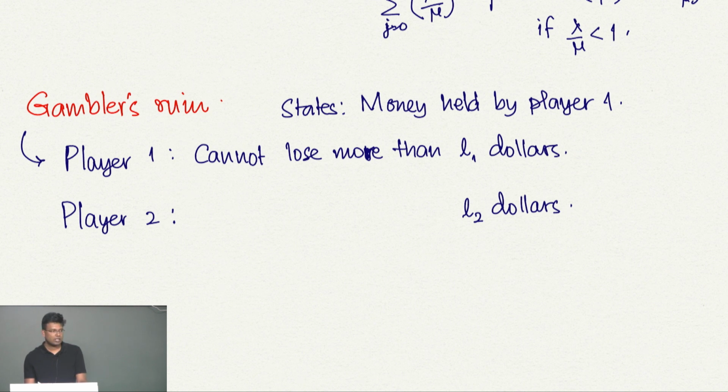So if the player 1 hits minus L1, he loses. If he hits plus L2, then player 2 loses. So if player 1 loses, the money is going to player 2. The game is set up in such a way that whatever money is lost by player 1 goes to player 2, and whatever money is lost by player 2, player 1 gets. So that's the game. Initially, player 1 is starting with 0 money.